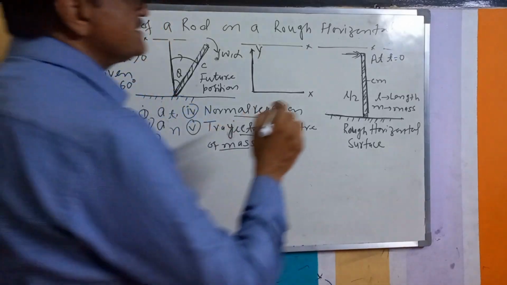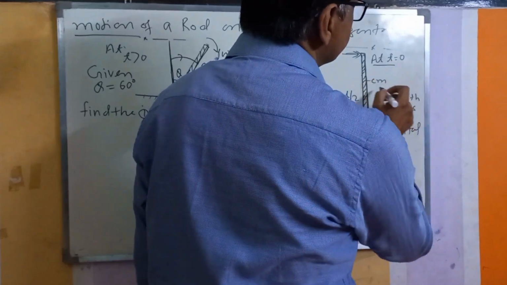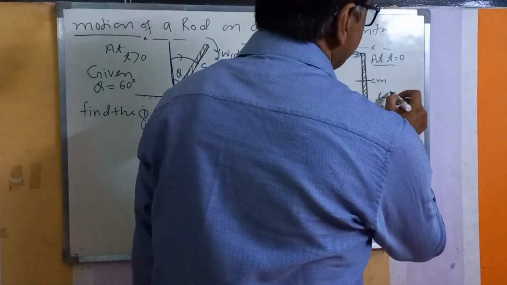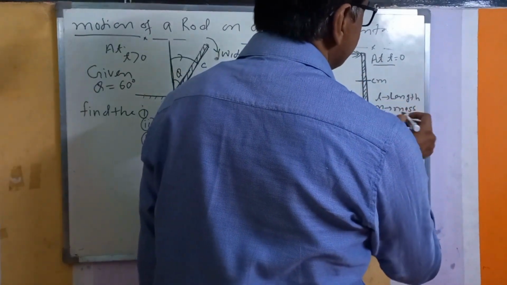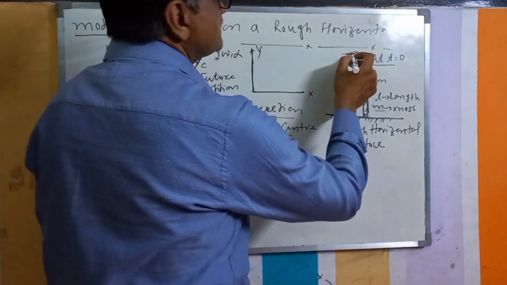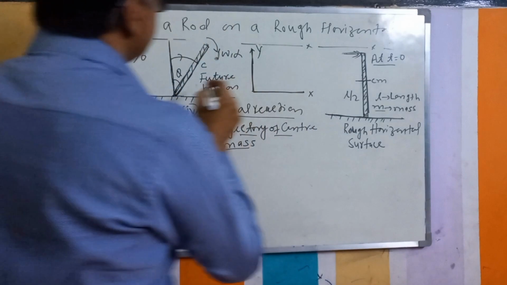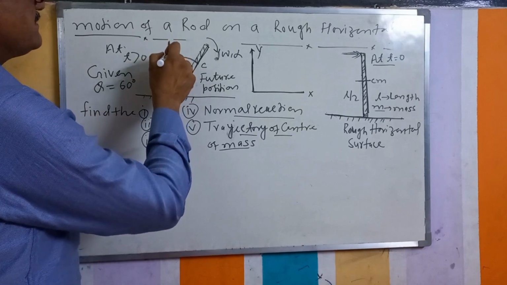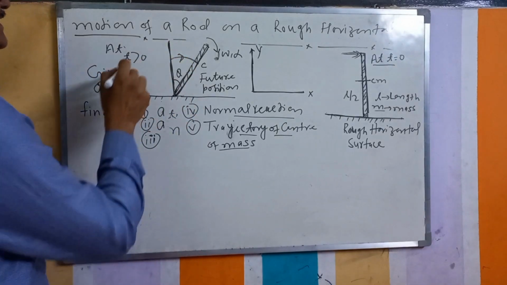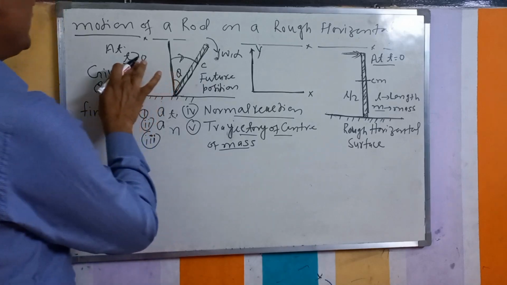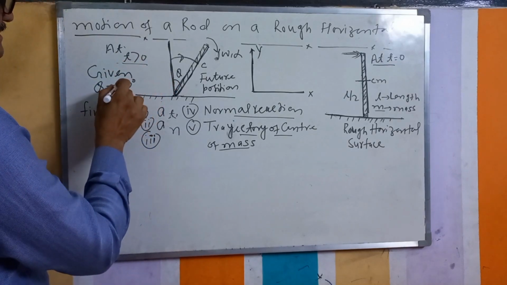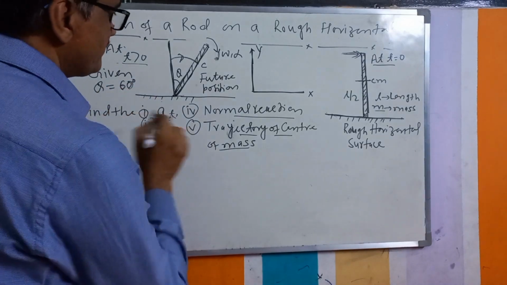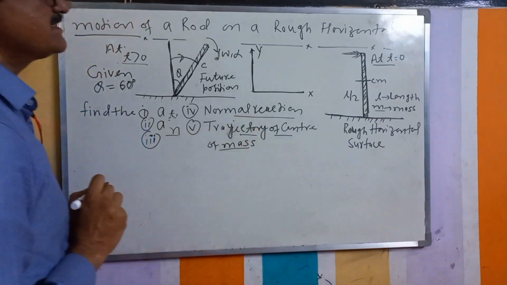At time t equal to 0, the center of mass and the whole rod are at rest. Here L is the length of the rod and M is the mass of the rod. When it is given a small jerk, it starts falling. Its future position makes an angle theta with the vertical. Suppose we have to calculate, when theta is equal to 60 degrees, the value of the tangential acceleration, the normal acceleration, and the normal reaction from the surface.